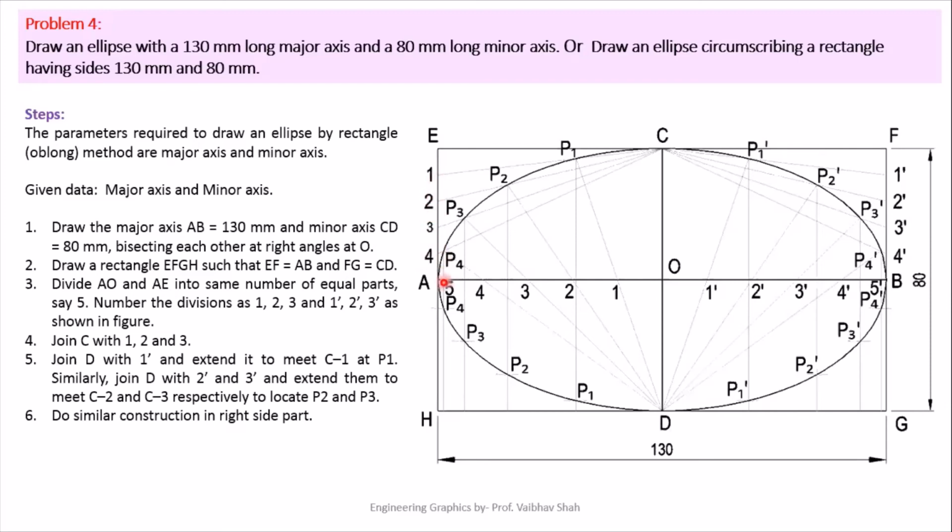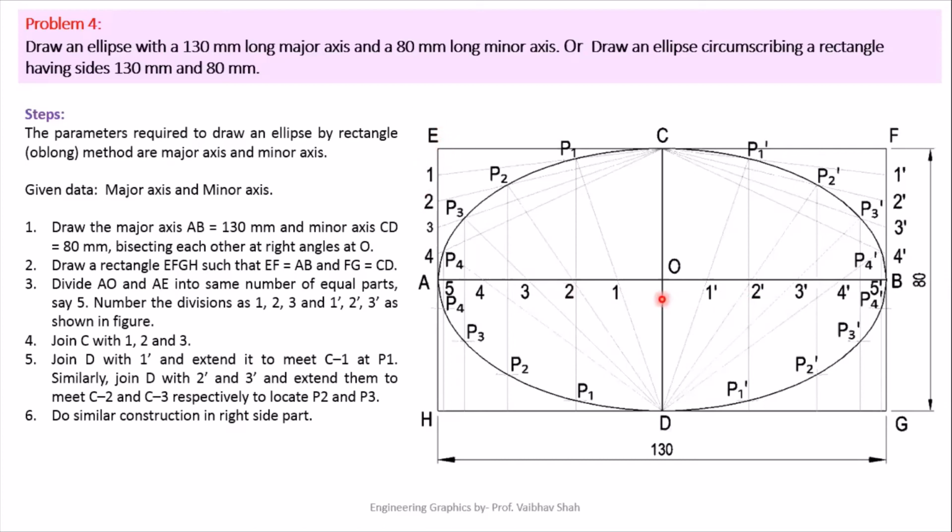So let us divide this horizontal line into 5 equal parts and give numbering. We'll start numbering from here: 0, 1, 2, 3, 4, 5. On this side, we'll start numbering from here. So 5 is already written here: 5, 4, 3, 2, 1, and 0. The 0 point would be your E point itself.